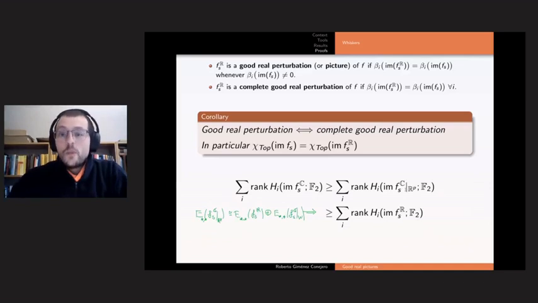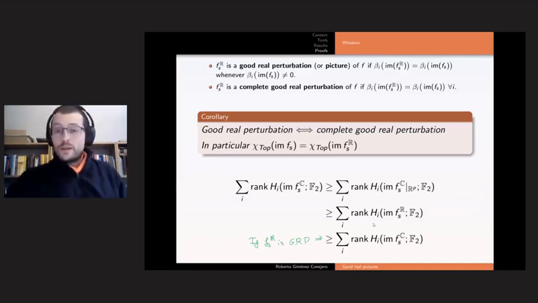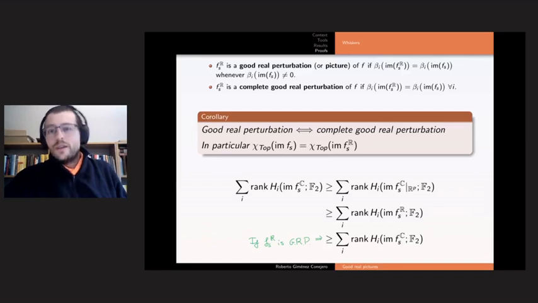Now, this one, which contains the whiskers, is here. By the previous result, I told you, okay, this splits into the reals and also the whiskers. So if you take only the reals, you have this inequality here. So this step is taking only the reals by the previous theorem. And now, if f is a good real perturbation, you have this. Whenever this is not zero, this and this are equal. And whenever this is zero, I don't know if this is zero or not. So we have the inequality. So in case it is a good real perturbation, you have this.